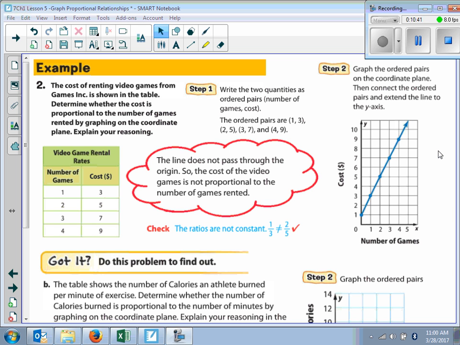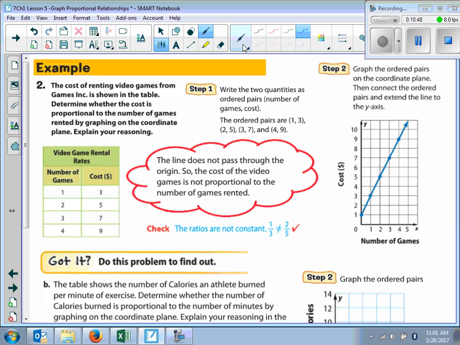Yes. That's good, right? But what else does it have to do? It has to pass through the origin. Does this one pass through the origin? No, it does not. So because it does not pass through the origin, the cost of the video games is not proportional to the number of video games rented. Is everybody clear with that?